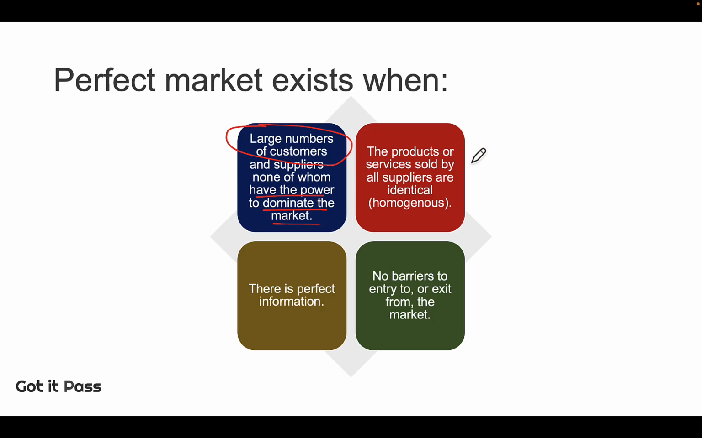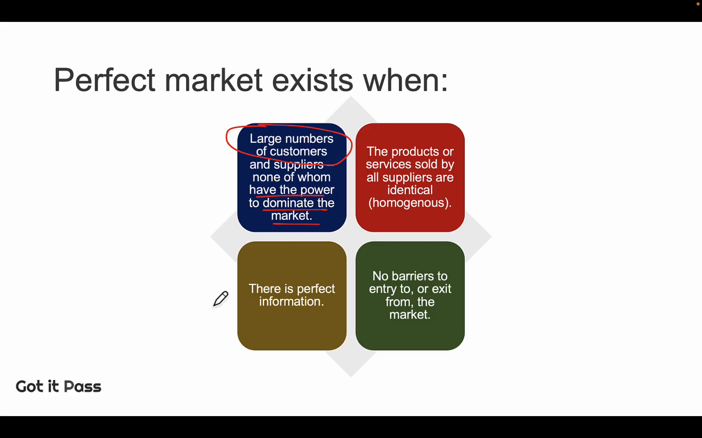The second point under perfect market conditions, or the assumptions behind it, is that the products or services sold by all suppliers are identical. That means, for example, like candy, if shop A is selling candy, then shop B, shop C, and other shops sell the same candy under this perfect market condition.